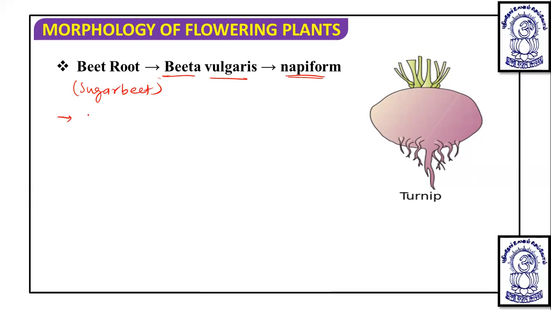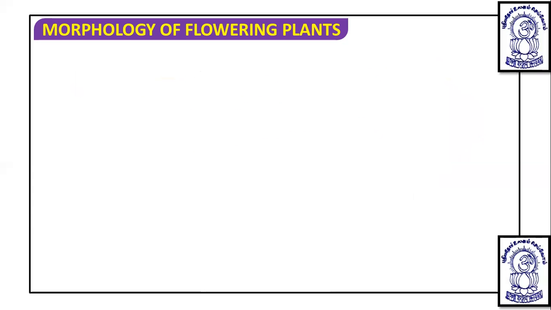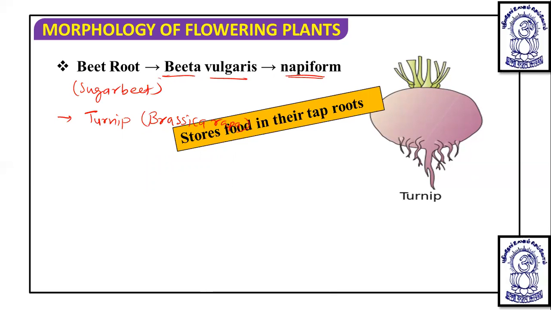Another example of this is turnip. The scientific name of turnip is Brassica rapa. Okay, so they store food in the taproots. Apart from napiform, another type of taproot modification for the storage of food is found, that is known as tuberous root.